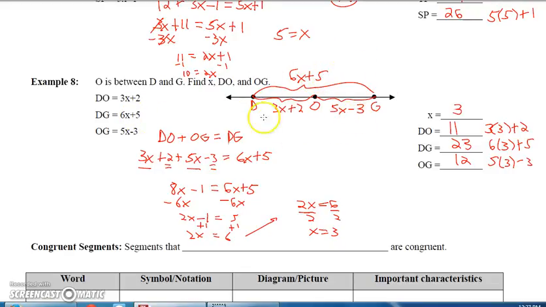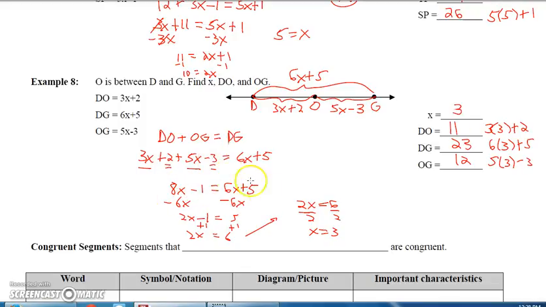If you draw this picture, you make it a lot easier on yourself to at least get some points on a quiz or test. Now, part plus part equals whole. DO plus OG equals DG. Put in the numbers. And now here we are, like I said, at the first algebraic problem that people have had. Combine the like terms. 3x plus 5x is 8x. And 2 minus 3 is negative 1.